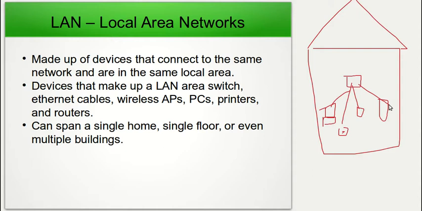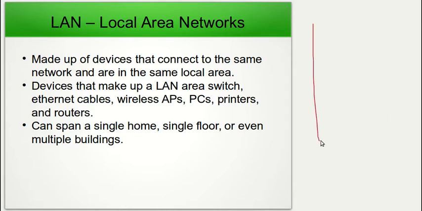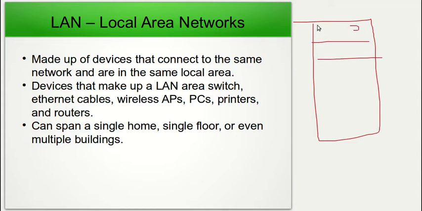They're able to share files, send emails, send instant messages, so they're able to communicate with each other. And local area networks can span a single house, a single floor, or even multiple buildings. In this case, maybe we rent out office space in a building, and we get the 5th floor. Now we create our own local area network, and all devices on the 5th floor are part of that LAN and are able to communicate and share resources.